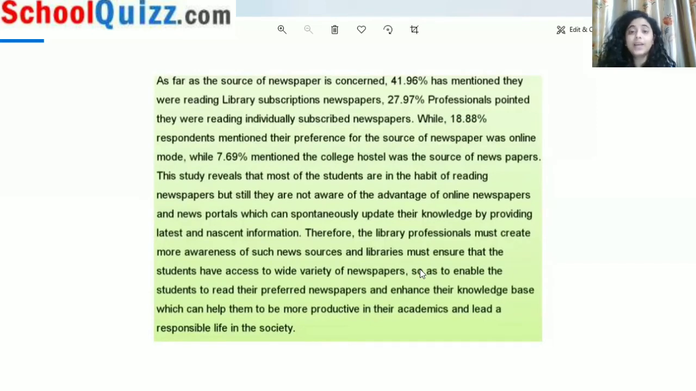So I want that Times of India in my library, and enhance their knowledge base, which can help them to be more productive in their academics and lead a responsible life in the society. Means they have to be more productive in the academics. So for that, they have to read the newspapers and be a responsible human being who lives in our society. Okay, so I hope we are clear with the passage now.